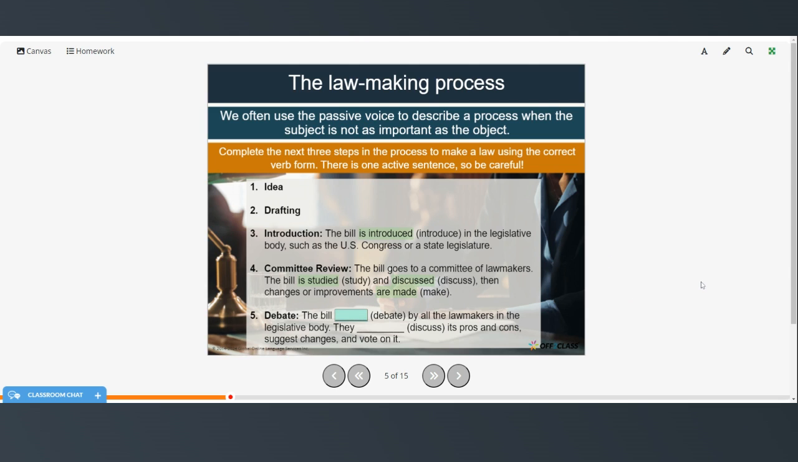And then debate. The bill is debated by all the lawmakers in the legislative body. They discuss its pros and cons, suggest changes, and vote on it. And so this last sentence is the active sentence.